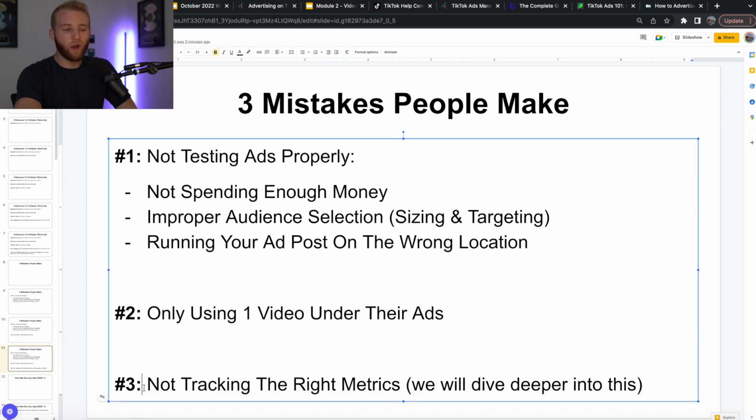Number 3, not tracking the right metrics. We will dive deeper into this. This goes both ways. I do even see people in our Discord who have not gone through our e-commerce program talking about click-through rates, all their CTRs, CTVs, and all these other data points of link clicks and whatnot. And while those are metrics you can track once you're scaling, here's the only thing you need to understand about metrics right now. Nothing matters except how much money you have spent and your purchases.